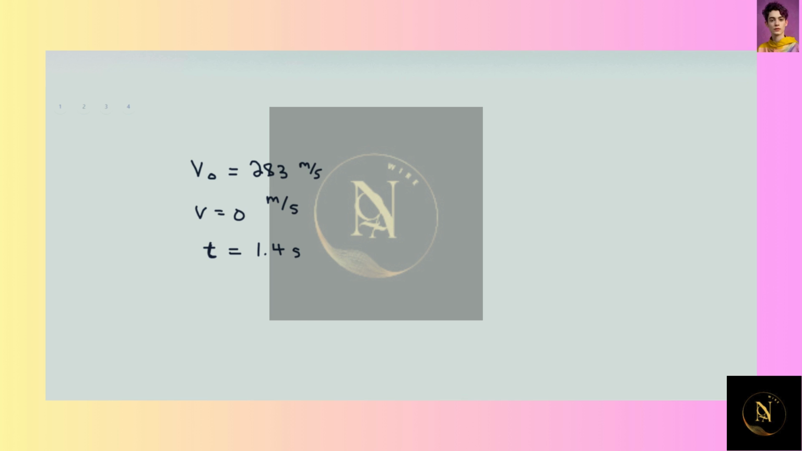To figure out the acceleration, we can use the kinematic equation v is equal to v naught plus acceleration times time. And so 0 is equal to 283 plus 1.4 times a. And thus a is equal to negative 202.14 meters per second squared.